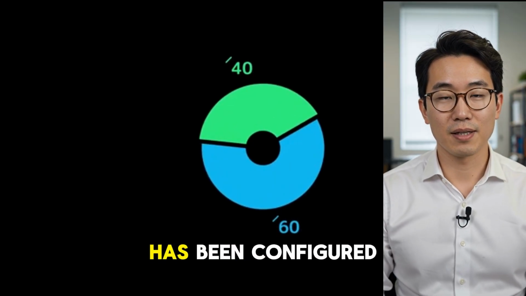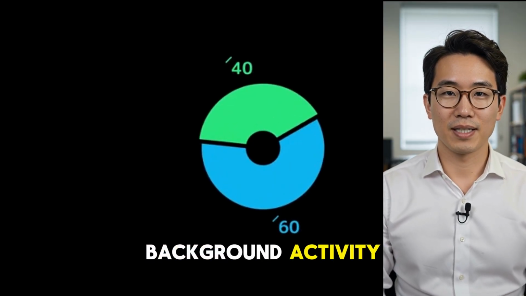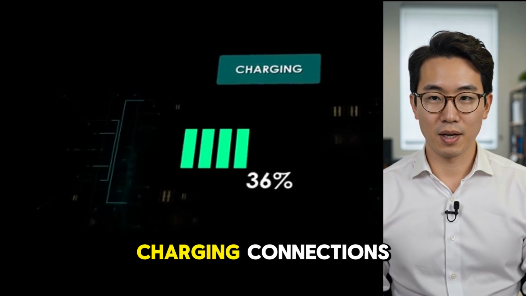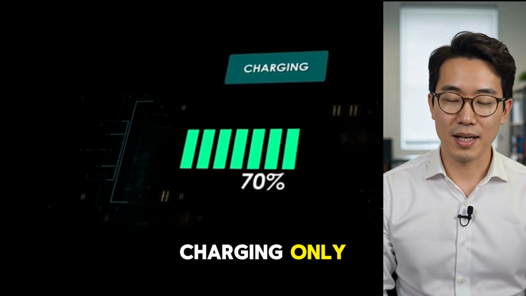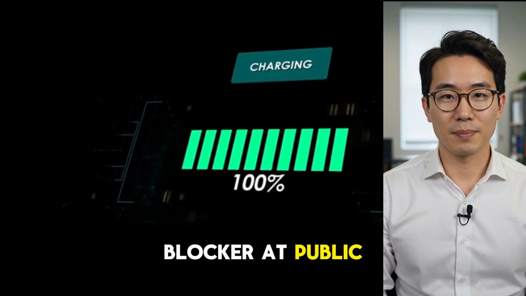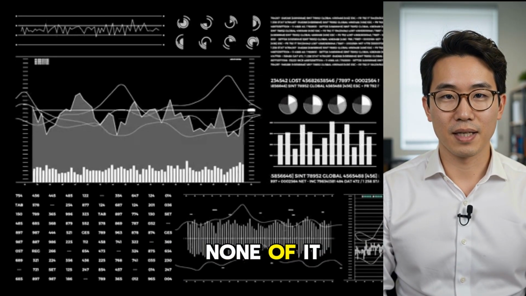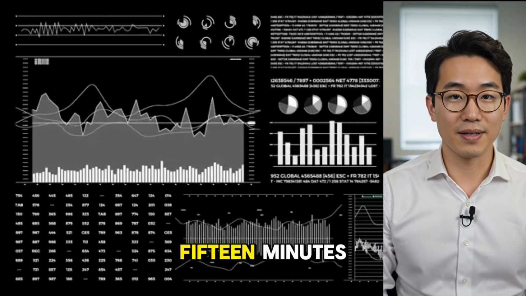Background app refresh has been configured to limit unnecessary background activity. Your security is hardened. USB debugging is off. Charging connections are set to charging only. And you know to use a data blocker at public charging stations. None of this required technical expertise. None of it cost money. None of it took more than 15 minutes.